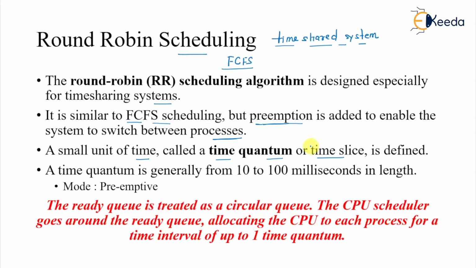So we are going to have a round robin, where everything goes through, and then the second round will start and every process will pass through again. The time quantum is generally 10 to 100 milliseconds in length, and its mode is preemptive. The ready queue, as I already told you, is treated as a circular queue, and the CPU scheduler goes around the ready queue, allocating the CPU to each process for a time interval of up to one time quantum. And one time quantum is the smallest unit of time that they are going to share.